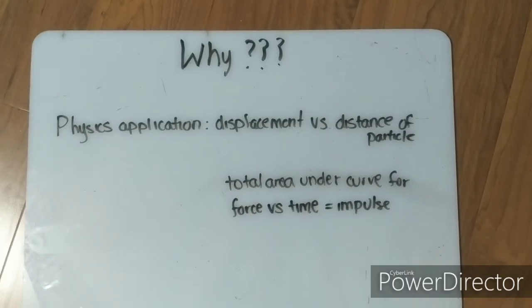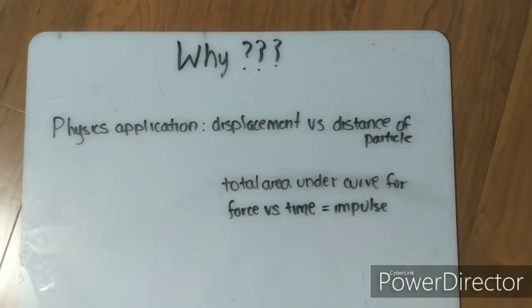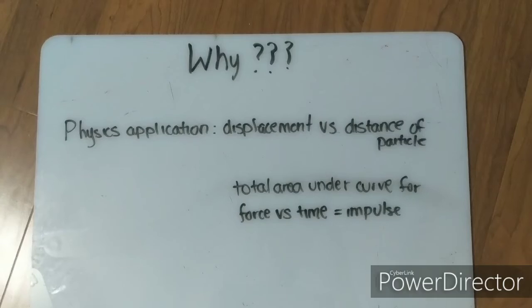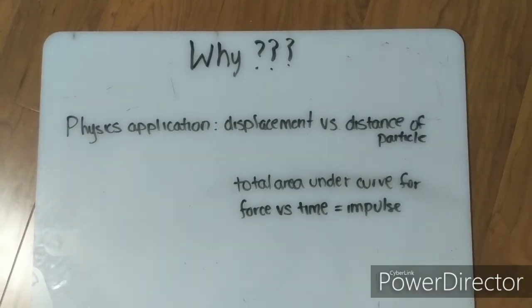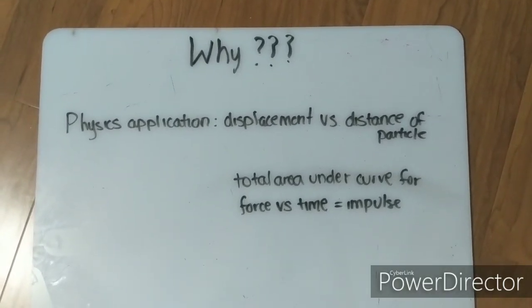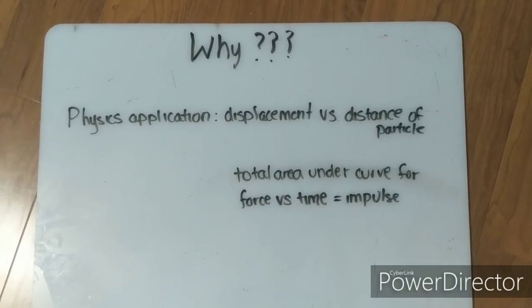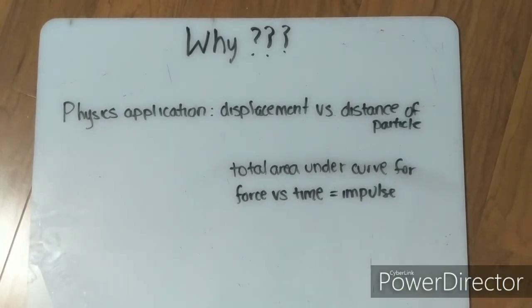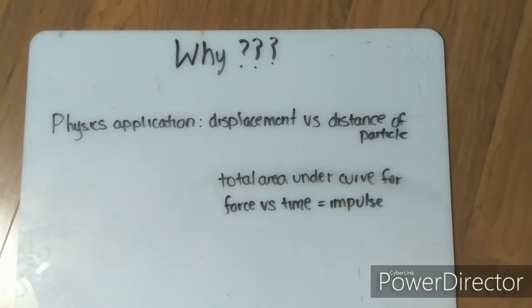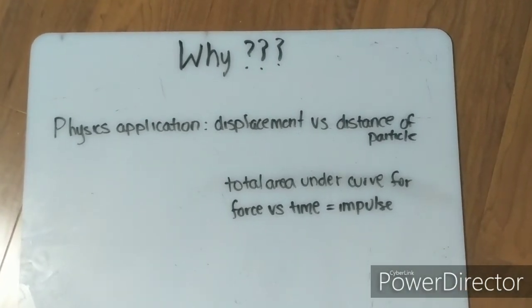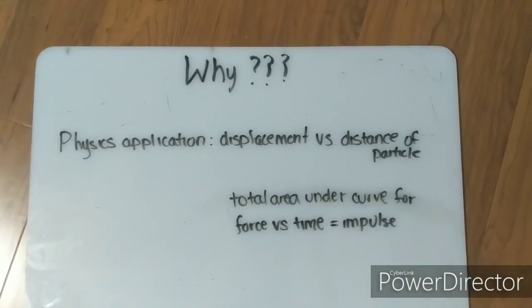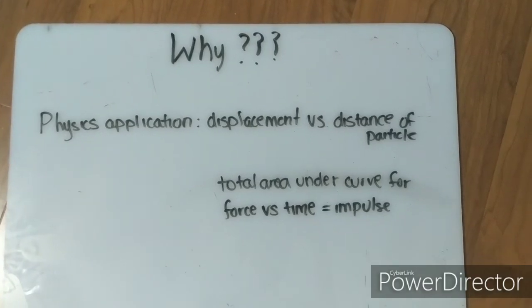So, you may ask, why is this a relevant concept in real life? There's a clear physics application as seen by one of the examples, I believe it was example 2, where we find the displacement versus distance of a particle. This allows us to find information about the particle's movement, which may help in further problems about that particle.